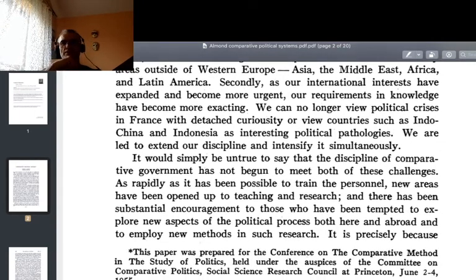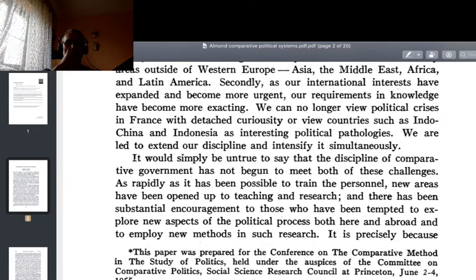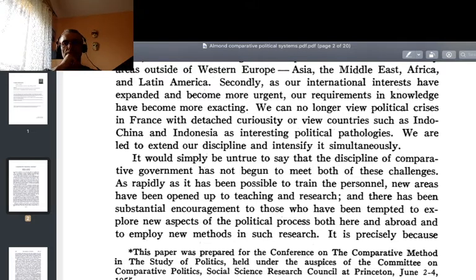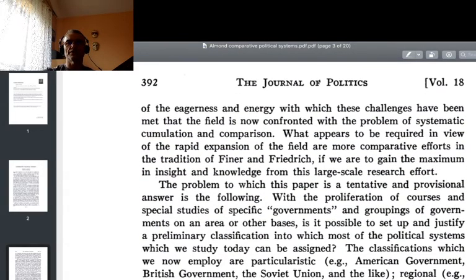"It would simply be untrue to say that the discipline of comparative government has not begun to meet both of these challenges. As rapidly as it has been possible to train the personnel, new areas have been opened up to teaching and research. And there has been substantial encouragement to those who have been tempted to explore new aspects of the political process, both here and abroad, and to employ new methods in such research. It is precisely because of the eagerness and energy with which these challenges have been met that the field is now confronted with the problem of systematic accumulation and comparison. What appears to be required in view of the rapid expansion of the field are more comparative efforts in the tradition of Finer and Friedrich, if we are to gain the maximum in insight and knowledge from this large-scale research effort."